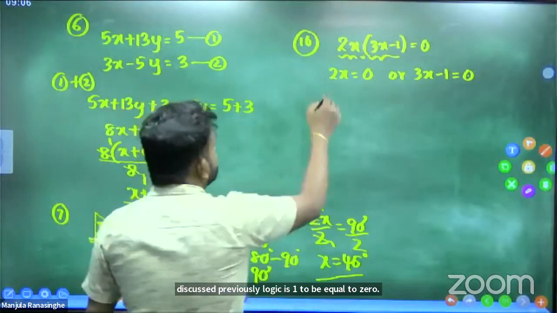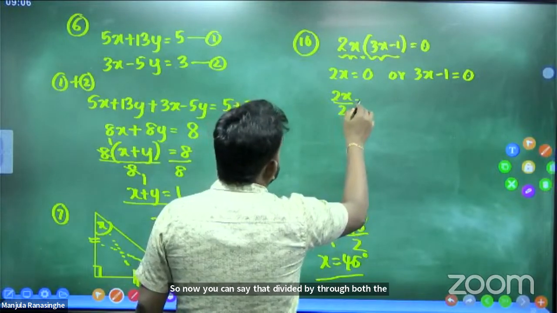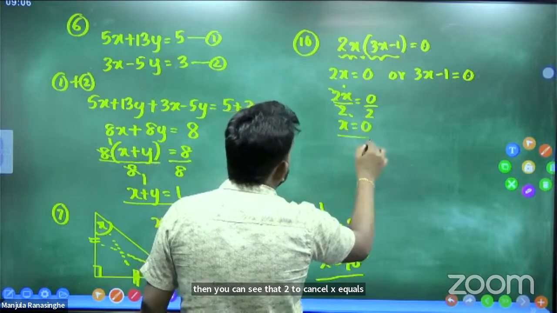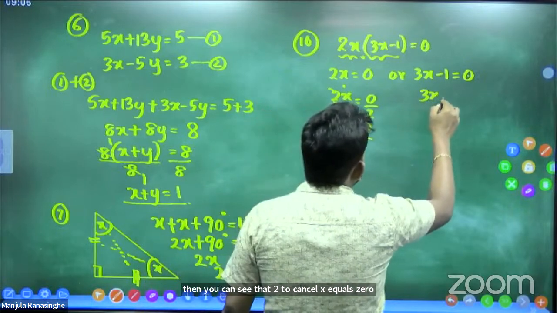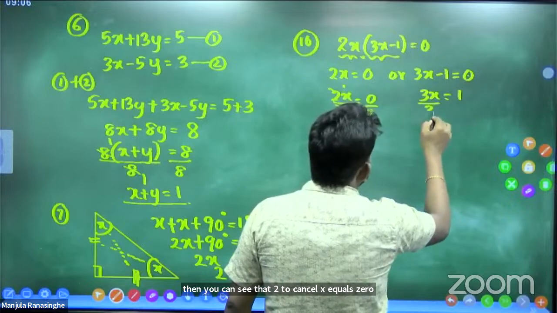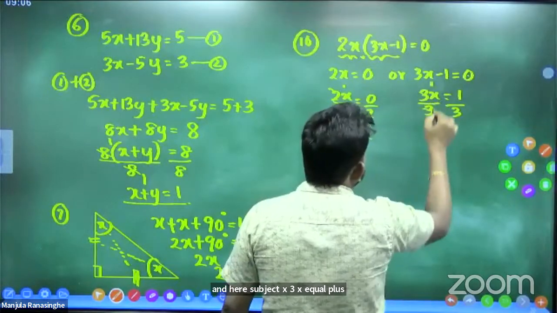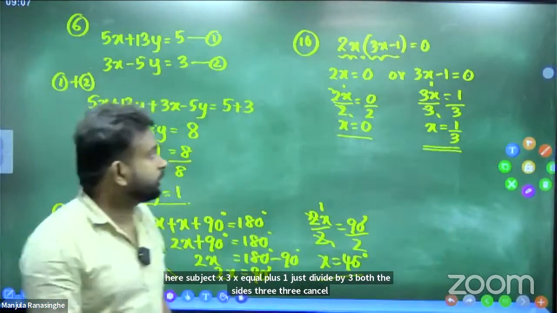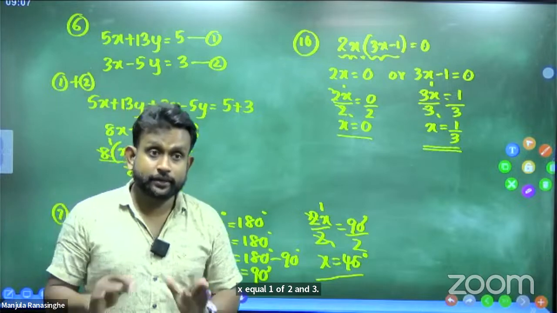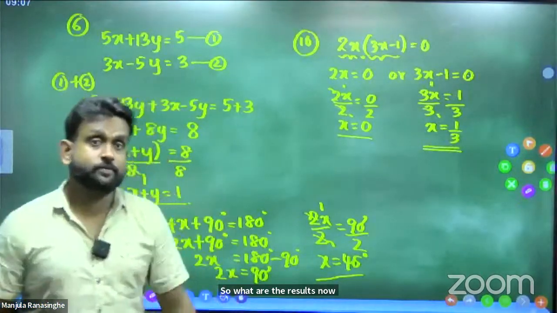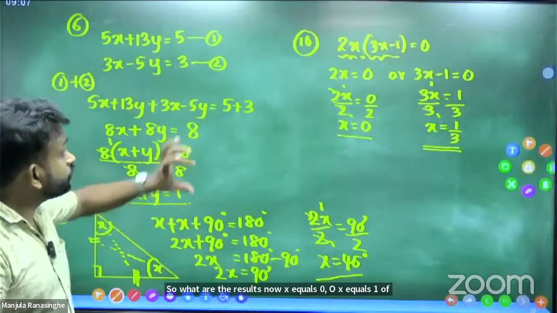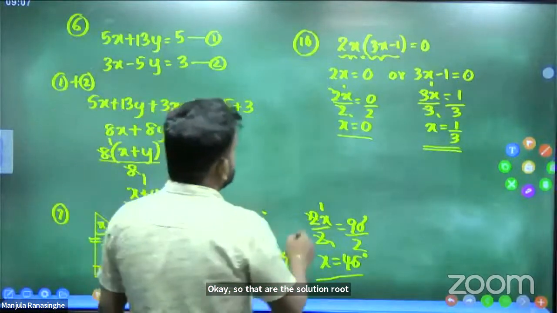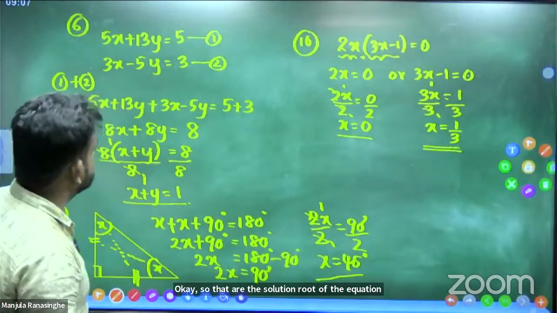So now divide by 2 on both sides. Then the 2 cancels, and x equals 0. And here, taking 3x to one side, 3x equals plus 1. Just divide by 3 on both sides. The 3 cancels, so x equals 1 upon 3. So what are the results now? x equals 0 or x equals 1 upon 3. Okay, so those are the solution roots of the equation. Right, complete that.